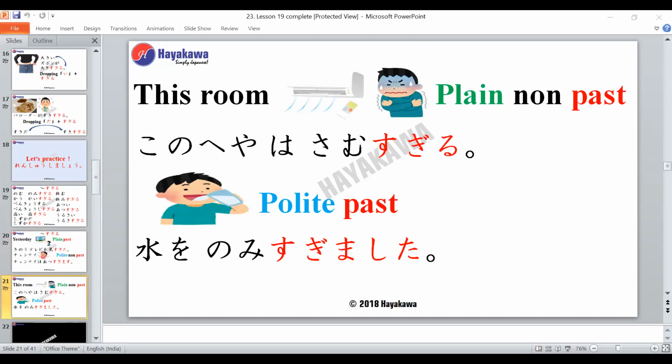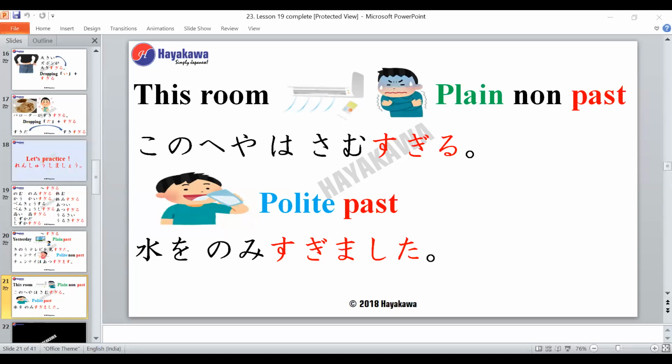Let's move ahead. So now if you want to say this room was too cold, in the plain form. The adjective for cold is samui, and the word for room is heya. So how will we frame the sentence in Japanese? Anyone who would like to try? Kono heya wa samui sugiru.